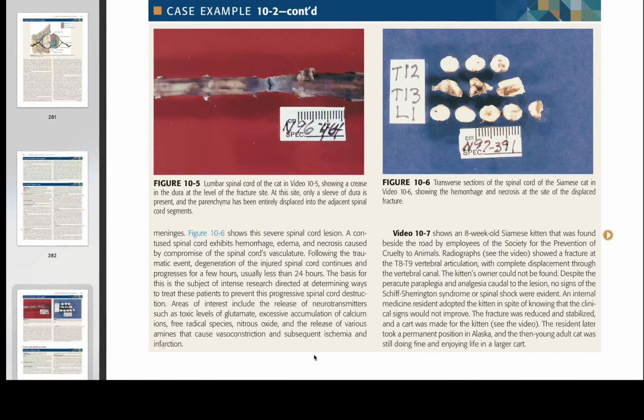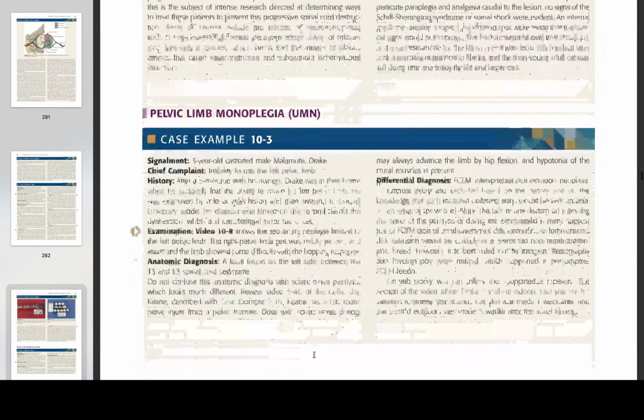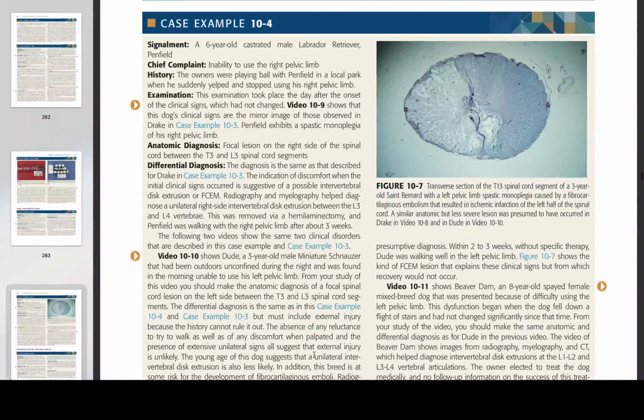Pelvic limb monoplegia, UMN. Case example 10-3. Signalment: 3-year-old castrated male Malamute, Drake. Chief complaint: inability to use the left pelvic limb.